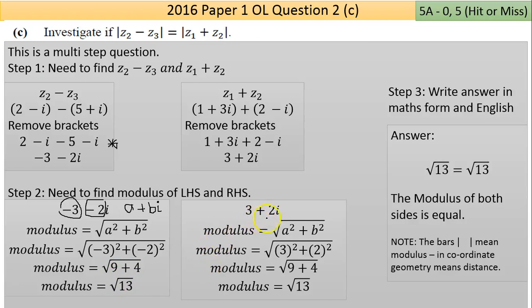We do the second part then, find the distance from the origin of the second complex number z1 plus z2, which we identified as 3 plus 2i. Again, the a is 3, the b is the plus 2, so put them into the formula. 3 squared is 3 by 3 is 9, 2 squared is 2 by 2 is 4, so 9 and 4 is 13, so both complex numbers are the same distance away from the origin.